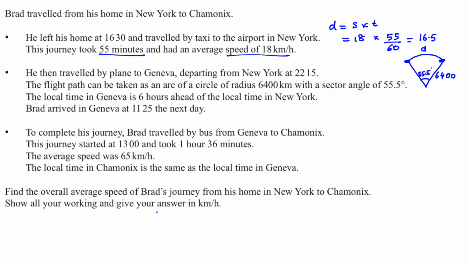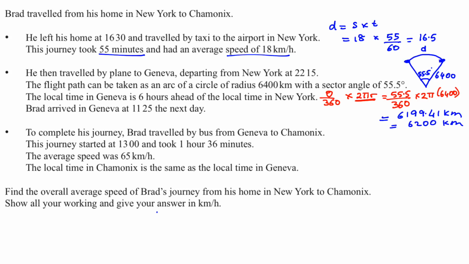To find the arc length, we use this formula: theta over 360 multiplied by 2 pi r. Remember, if it is area, instead of 2 pi r, we will put pi r square. Our theta is the angle that we got, which is 55.5 over 360 multiplied by 2 pi and the radius, which is 6,400. And this will give us 6,199.41 kilometers. We can round it to 6,200 kilometers. So the second part is also done.